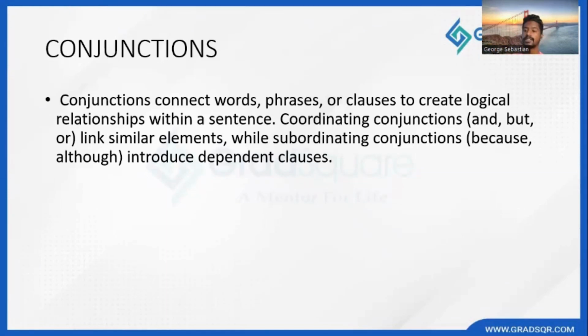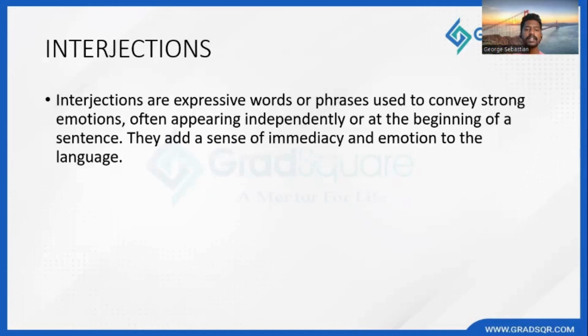So words such as because and although come under the category of conjunctions. And finally, we have the category of interjections. Compared with the other parts of speech, interjections are not that necessary from an examination point of view, but it is very vital that we understand what an interjection is.